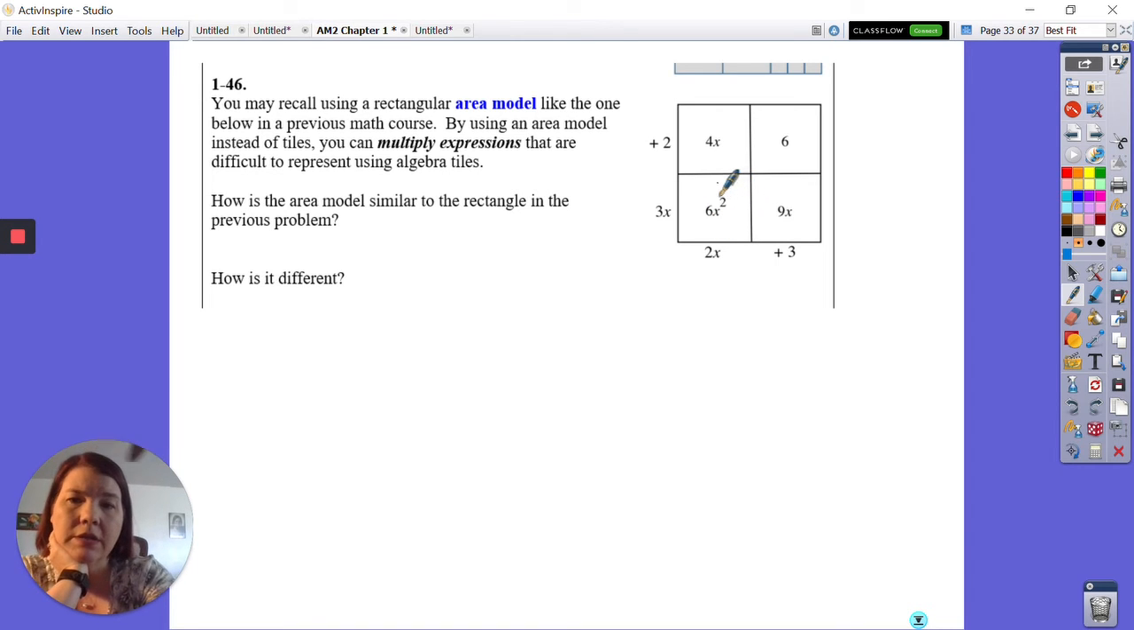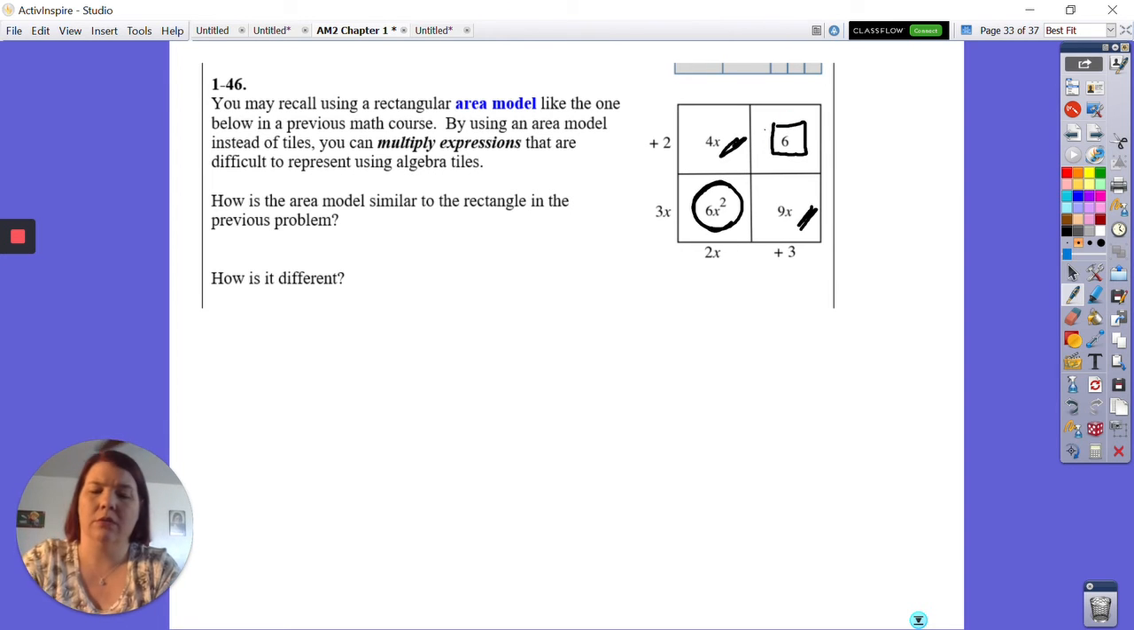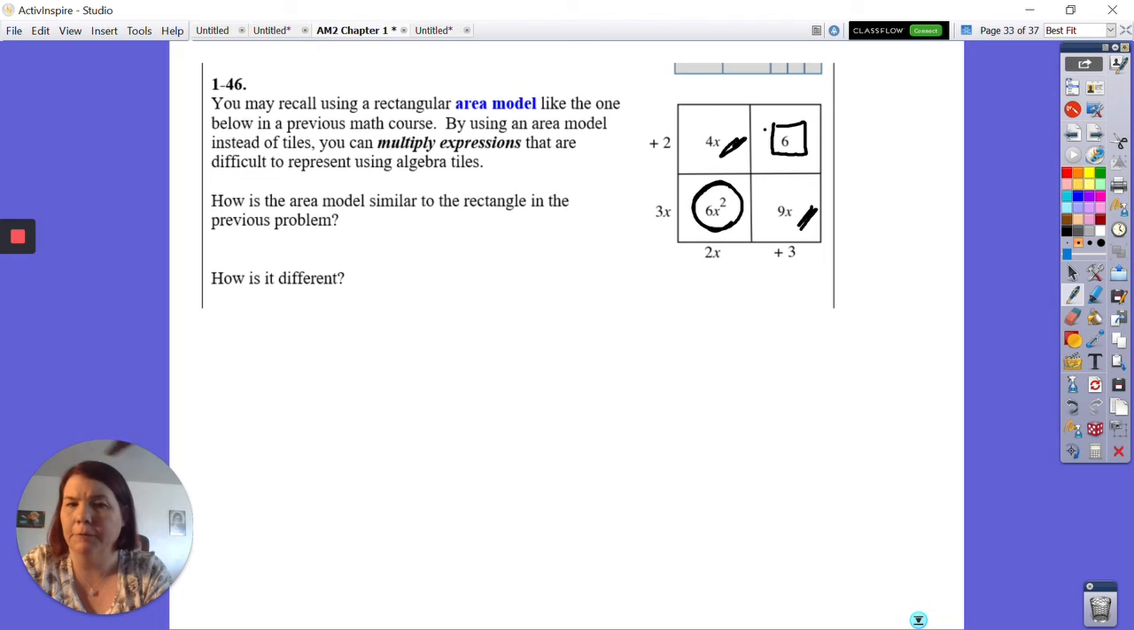So you'll notice, how is this similar? Well, there's the same number of x squared. There were 6x squareds, weren't there? And there were 9 over here and 4 over there. Those match. So those match, and this number matches. So they match, the same as this. Just this is much more compact.